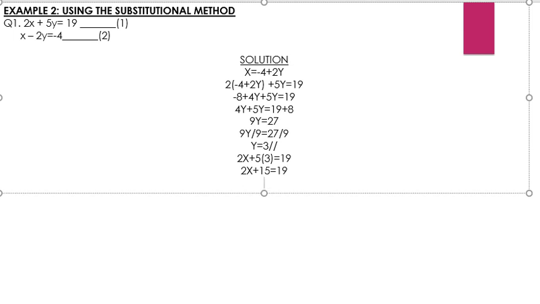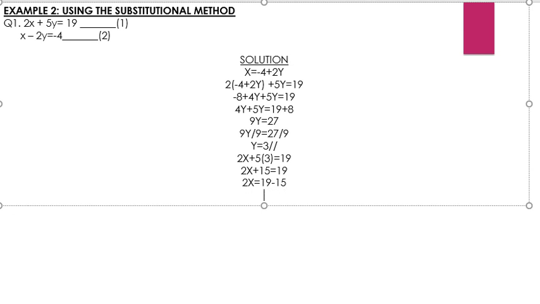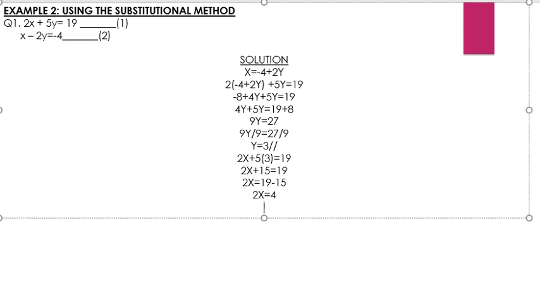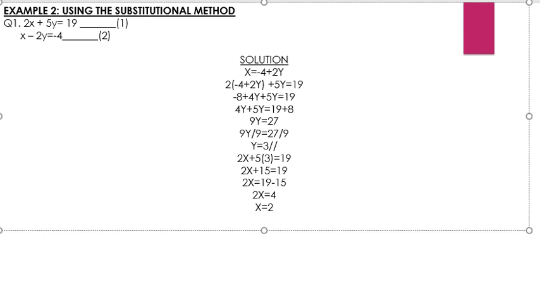We move the 15 to the right hand side to make 2x stand alone, giving us 19 minus 15. So we have 2x giving us 4. You divide both sides by 2, and we're left with x giving us 2. So now x is 2 and y is 3.